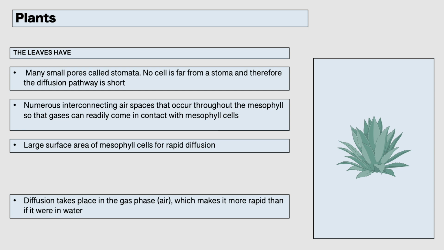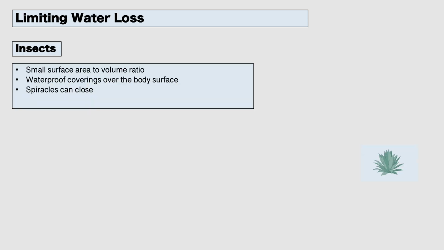Each stoma is surrounded by a pair of guard cells that open and close it. This is useful for gas exchange, but also limiting water loss. In exchanging gases with the environment, a lot of organisms suffer with water loss, so they have adaptations to deal with this. Insects have a small surface area to volume ratio. They have waterproof coverings over their body's surface, and spiracles that can close.